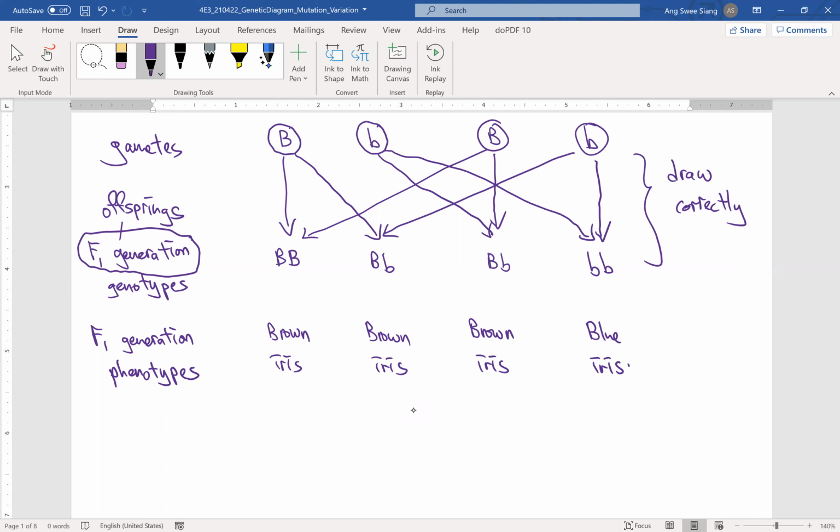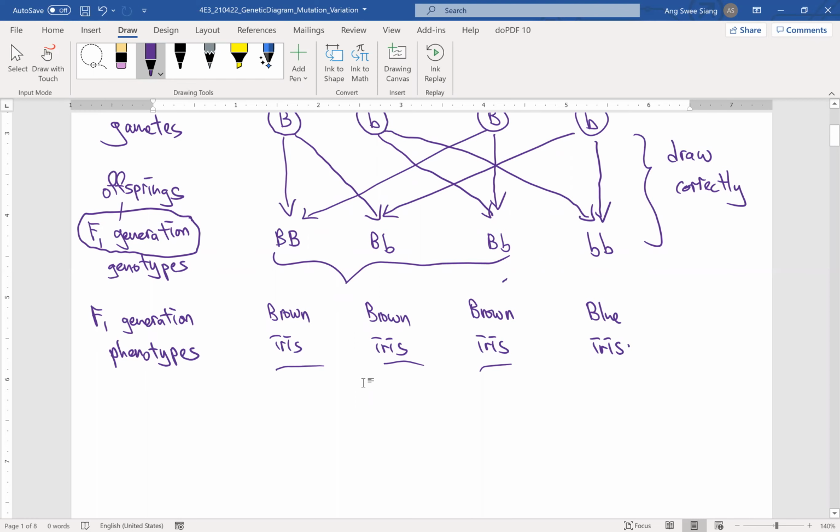There is another easier way of doing it. You don't need to write brown iris 3 times. You can actually do this. Then you just write brown iris for the homozygous dominant and heterozygous. You can choose to use this. Then you only need to write brown iris 1 time. Then we are still not done yet. Still got 2 more rows.